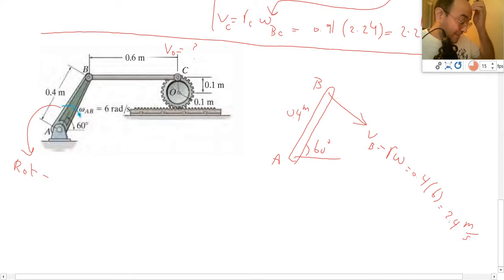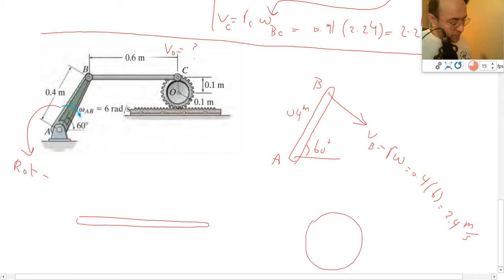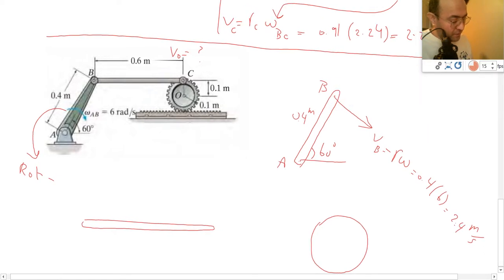Velocity of point C, I don't know what the direction for velocity of point C is. Now I'm going to go all the way to the wheel. So I'm going to draw the diagram for the wheel or the gear, and then draw the diagram for BC. For BC, the velocity of B is actually in this direction. That's 60 degrees. The angle here is going to be the angle all the way with the x-axis. It's going to be 30 degrees.